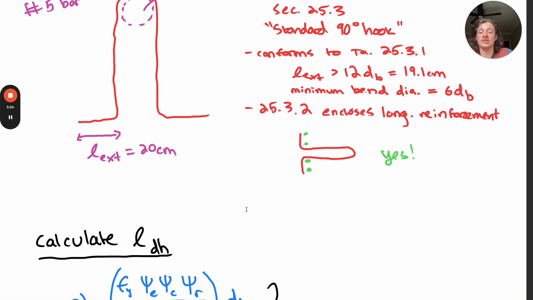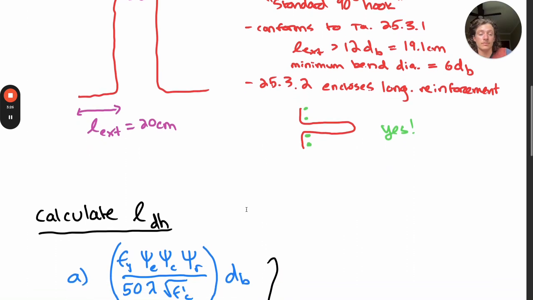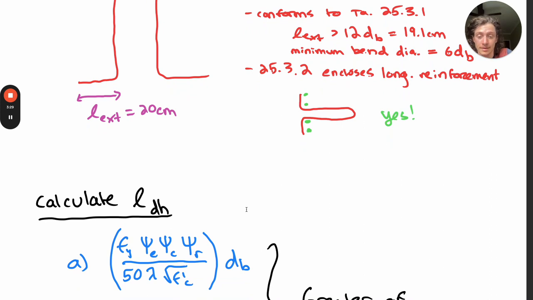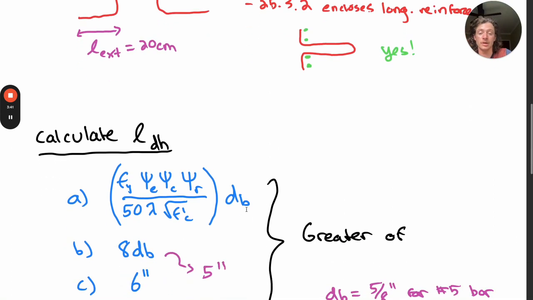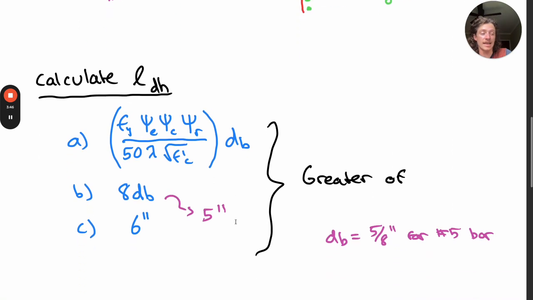Now heading back to Section 25.4, we can calculate the actual development length. We skip over 25.4.2.3a because this is the equation we'd use for the straight bar in tension, but because we have a standard hook, we can continue onward to Section 25.4.3.1, where we see ldh is the greater of 6 inches, 8 times the diameter of the bar, which for a number 5 bar, 5/8 inch diameter, is 5 inches, or this big equation here as condition A.